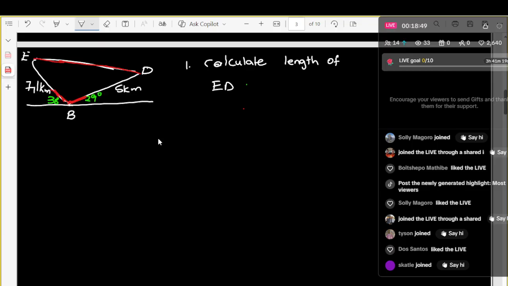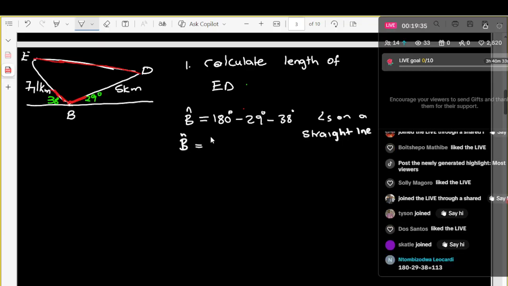Therefore, what is angle B equal to? Thank you very much, Ntombizota. Ntombizota got the answer as 113 degrees. So I'm just going to substitute this as 113 degrees. When it's like this, we can quickly find this using the cosine rule.